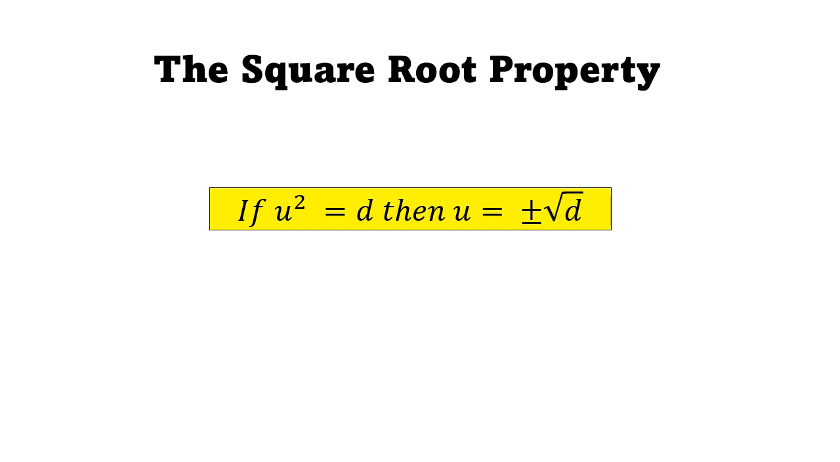Now the square root property is another technique to solve a quadratic equation. And what does it say? If u squared equals d, therefore u equals plus or minus square root of d. Now we're going to see examples concerning that.